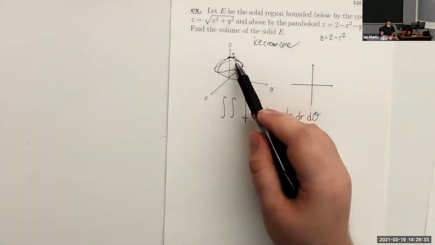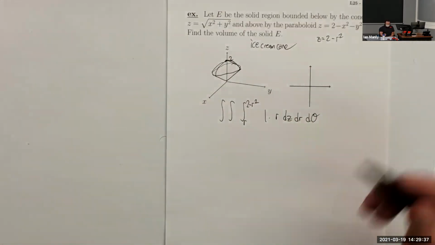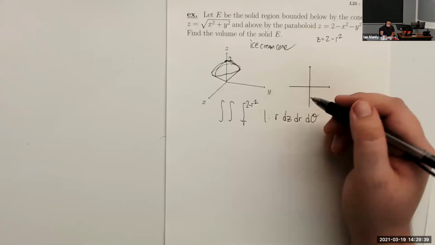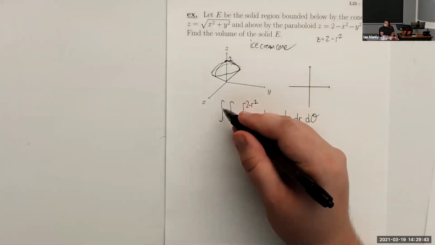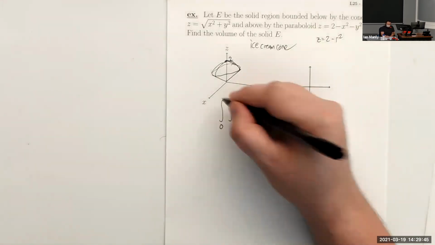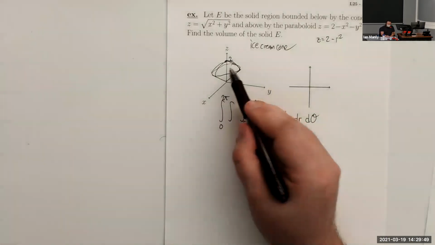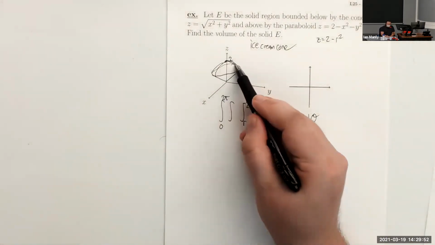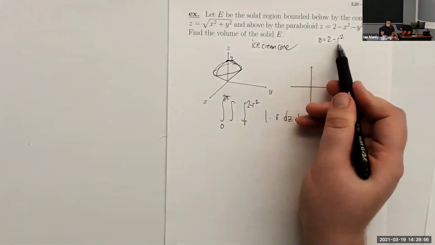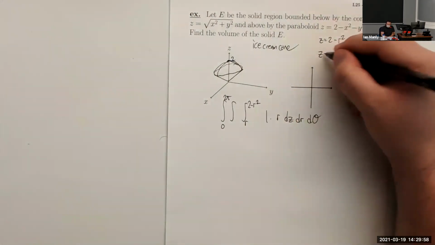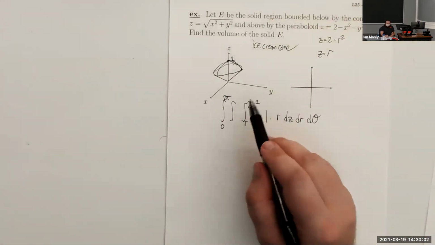All right, now they didn't put any restrictions on this being in the first quadrant or anything like that. What will our theta bounds at least be? Theta will go all the way around from 0 to 2 pi. But what's the equation of the circle where they end up meeting? Well, we need to set z as 2 minus r squared equal to z equals r, and we need to see where these guys intersect.